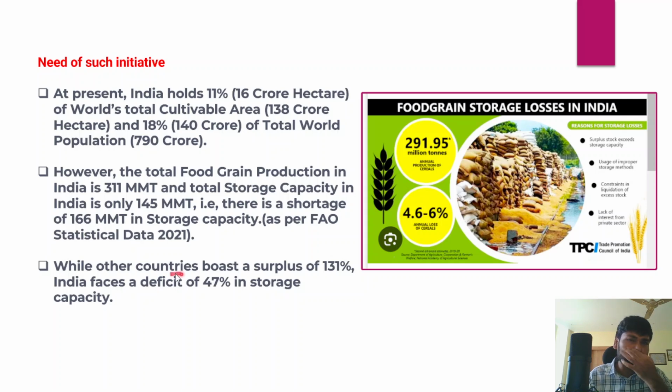However, when we compare India with other countries, other countries have a surplus of 131% in food grain storage despite lower food grain production, but India faces a deficit of around 47% in storage capacity. When we have adequate storage capacity, we can use such food grains whenever we face hard or difficult times such as famines or lack of rainfall, and we can also reduce inflation levels in food. Therefore all these are the benefits of building the world's largest food grain network.